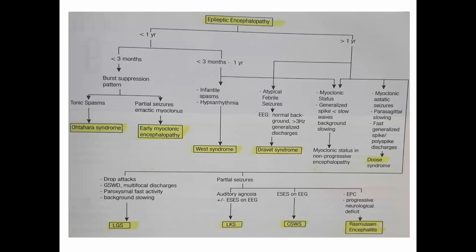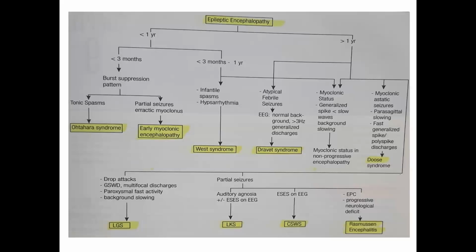Myoclonic status epilepticus is status epilepticus secondary to myoclonic epilepsies. The last one is Doose syndrome, also called myoclonic astatic epilepsy, that is, myoclonic atonic seizures. And in Lennox-Gastaut syndrome, as all of you know, the patient will have drop attacks and multiple varieties of seizures like focal, generalized, absence, and myoclonic seizures.